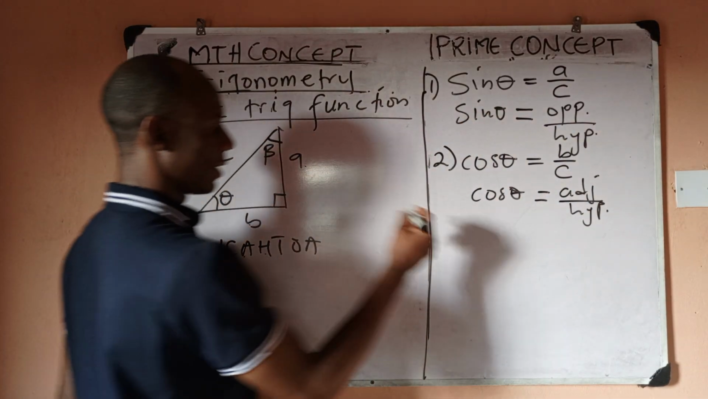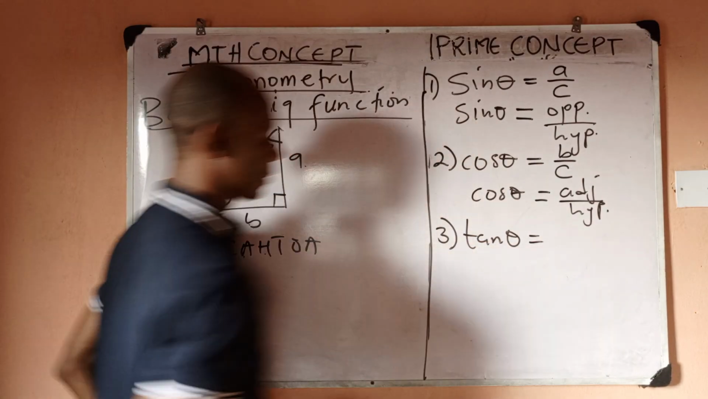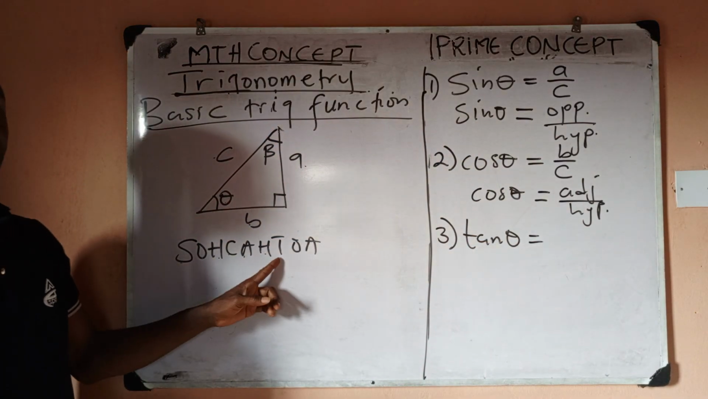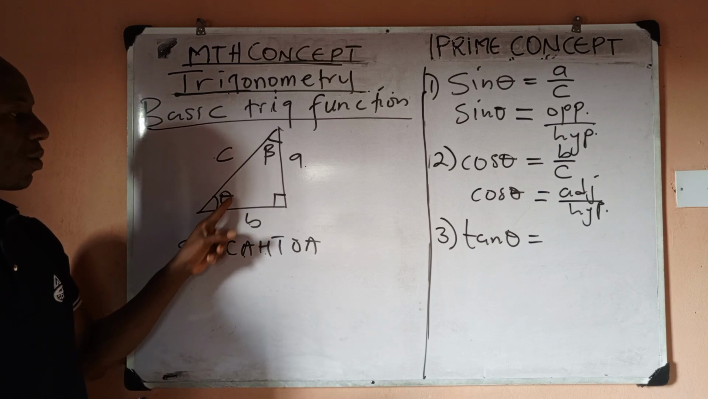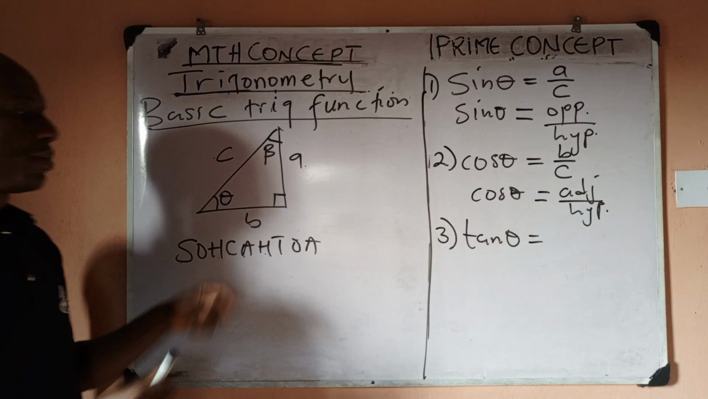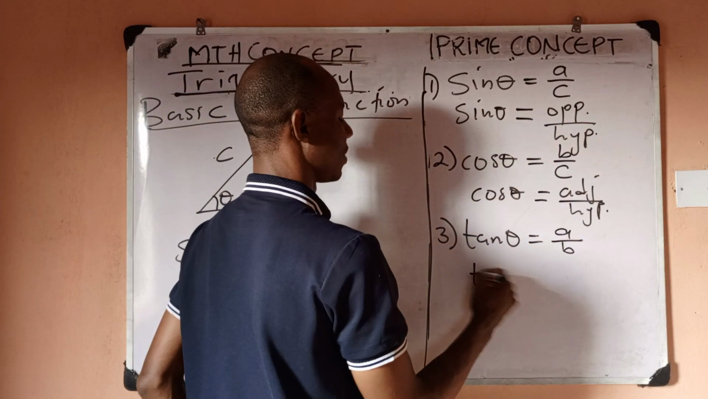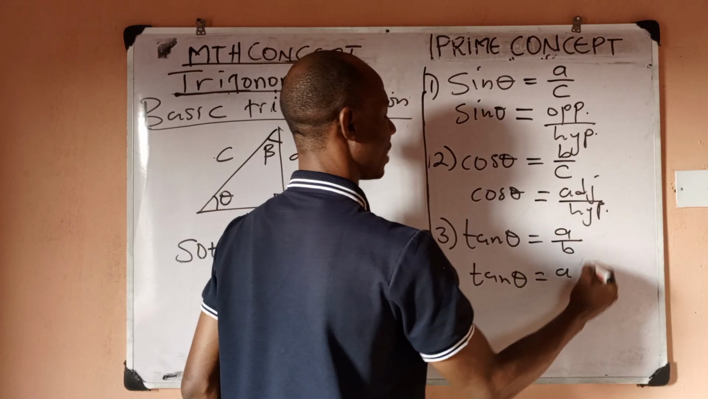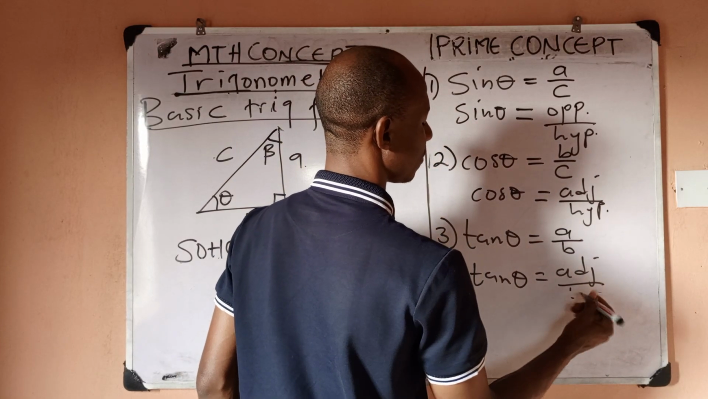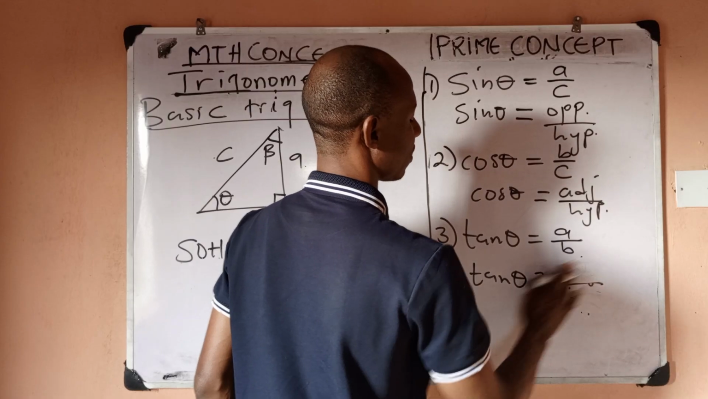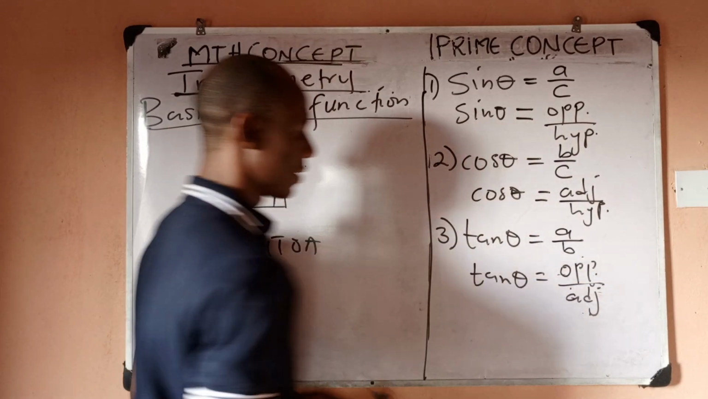Then number 3 is tan theta. Now from this again, we have that tan is opposite over adjacent. We are still considering theta. So opposite is A, adjacent is B. So tan theta is A over B, that is, tan theta is opposite over adjacent.